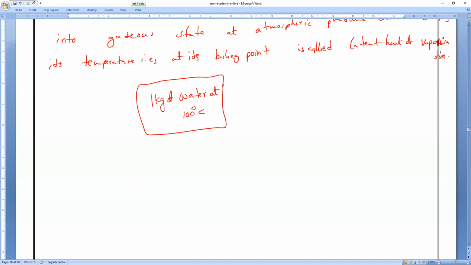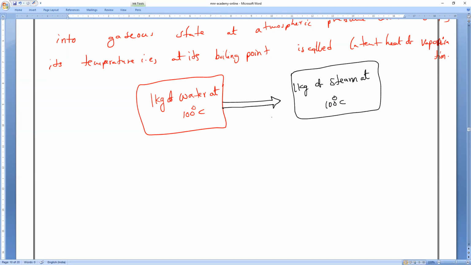So once it reaches the boiling point, by that time that energy will be used to break the bond. Clear? So 1 kg of water at 100 degrees Celsius, and in the same way, 1 kg of steam, meaning water vapor, at 100 degrees Celsius. Can you tell me which has more energy, 1 kg of steam or 1 kg of water?